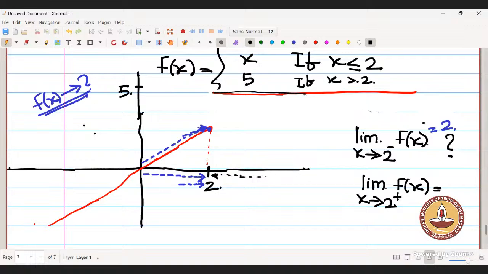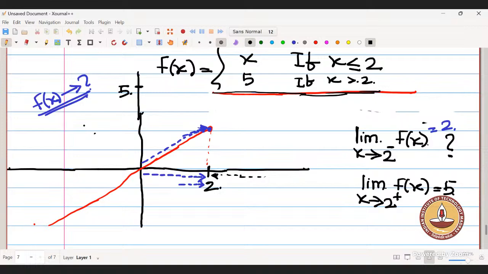Right? Yes, sir. It's a constant function. So it doesn't matter how you come closer and closer to 2 from the right hand side, the value of the function is always 5, right? Yes, sir. So this is 5. So your left hand limit and right hand limit are different for this function, right? Okay, sir. That means the limit of the function at x equal to 2 doesn't exist.